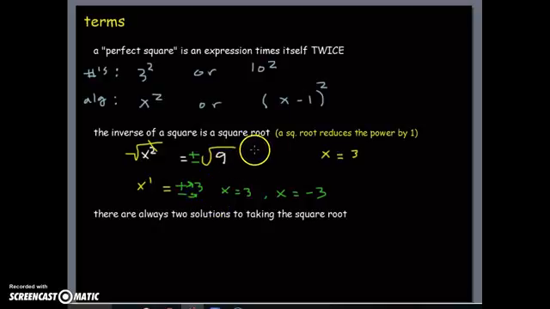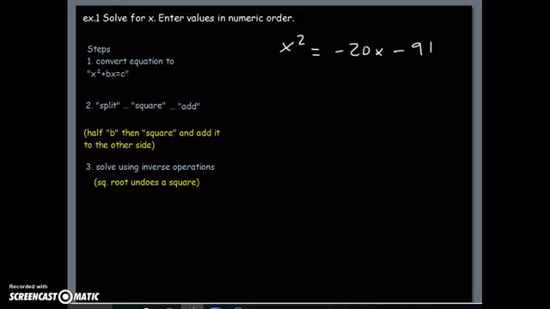And if you think about it, that's kind of true, because 3 times 3 we know is 9, but we also know that a negative 3 times a negative 3 is 9. So that's why this plus or minus is very, very important to include as you take the square root of things. So we're going to use both of these ideas as we go through a couple examples today.